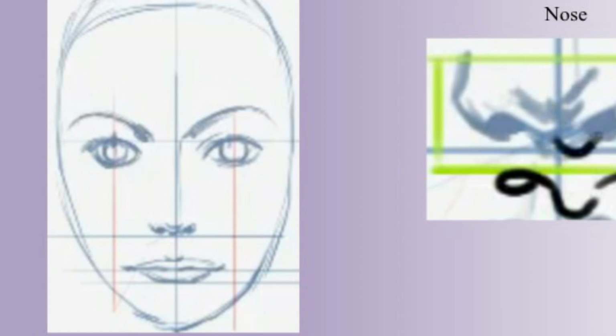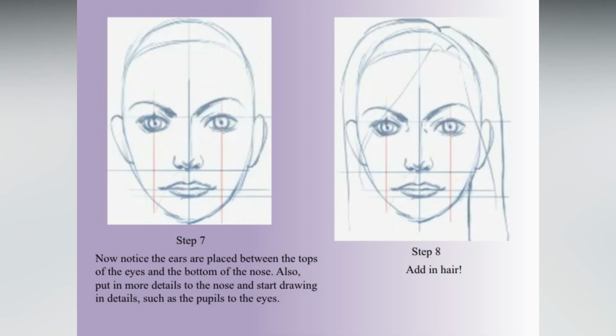Step 7. Now notice that the ears are placed between the tops of the eyes and the bottom of the nose. Also put in more details to the nose and start drawing in details such as the pupils to the eyes. Last step, step 8, you can add in your hair just by some simple lines in terms of whatever shape it is that you're trying to achieve.